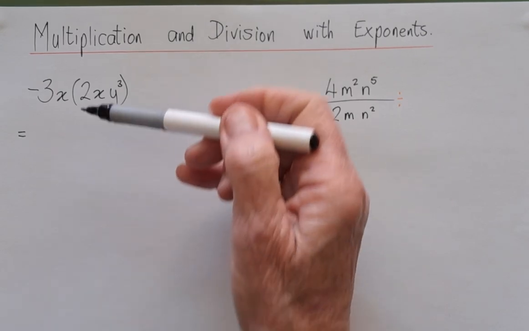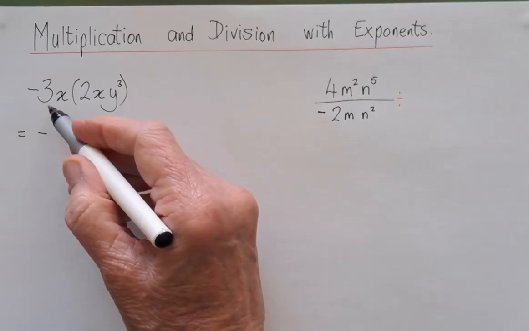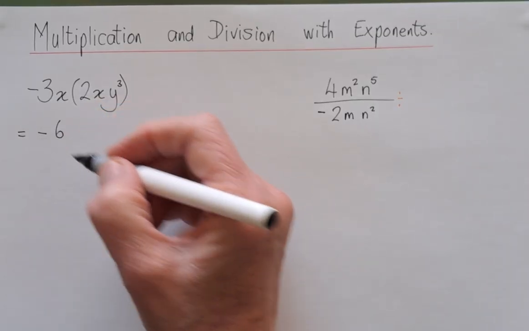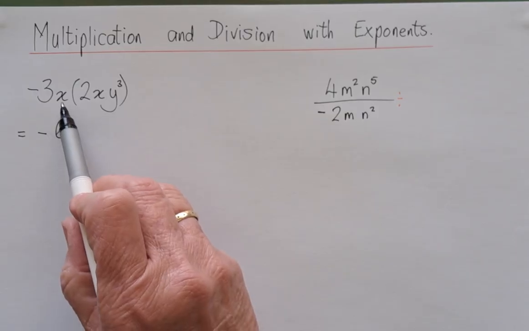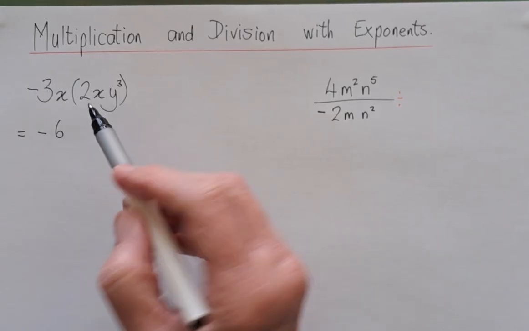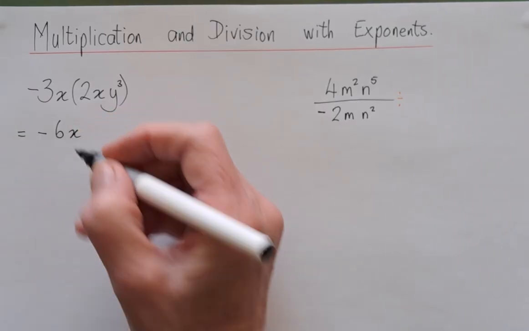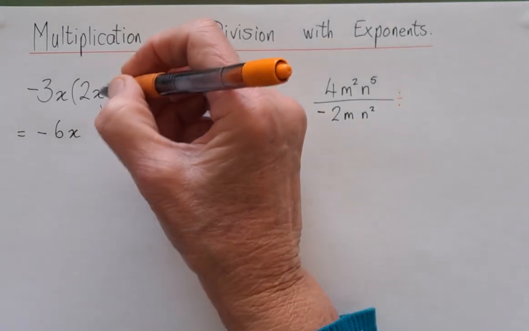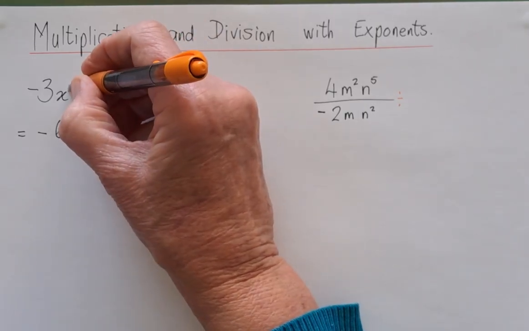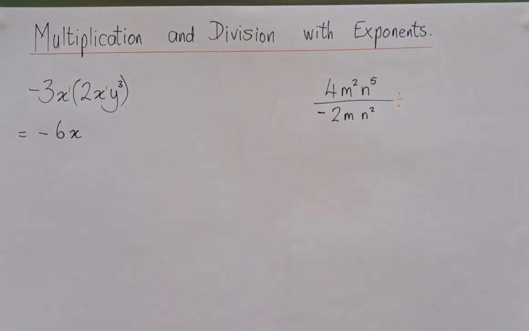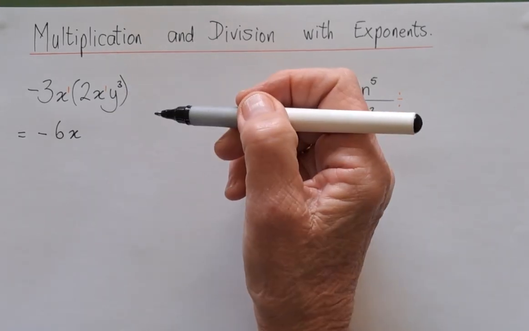But if we go step by step, negative times positive is negative. 3 times 2 is 6. Then we have two different variables. So let's work with the variable x first. Both of them have got a base of x, so we're going to have a base of x. And just remember, if a variable does not have an exponent written in, that exponent is automatically a 1. We don't write it in, but it means x to the power of 1.